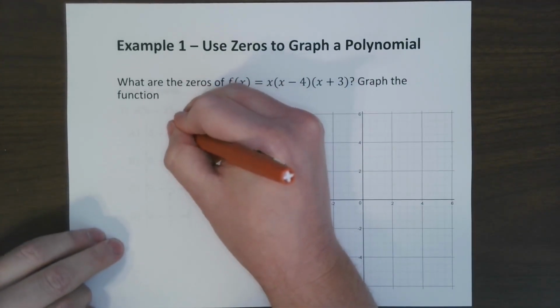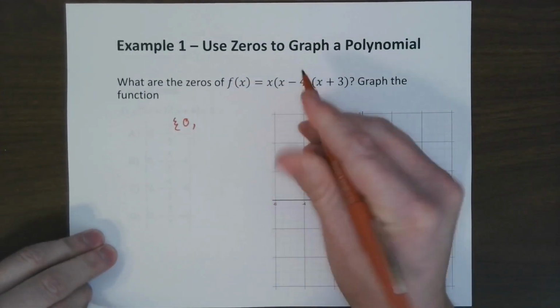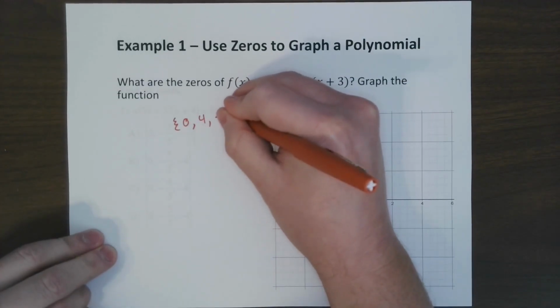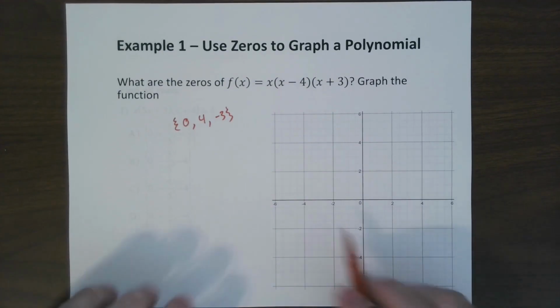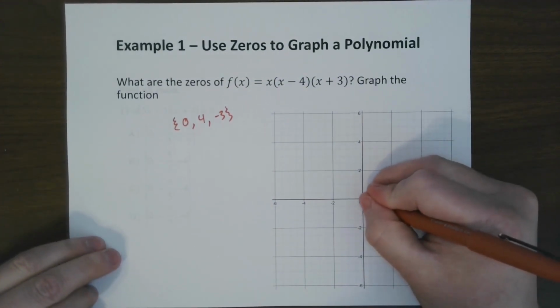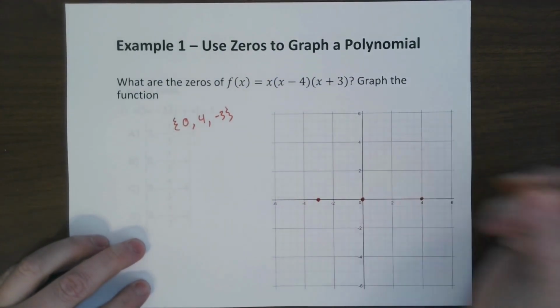If you take a look at this, since x is by itself, the zero is 0. The opposite of negative 4 is positive 4. The opposite of positive 3 is negative 3. That is where it crosses the x-axis. Be careful with this graph, it's all done by 2's. So we have one at 0, one at 4, and one at negative 3.